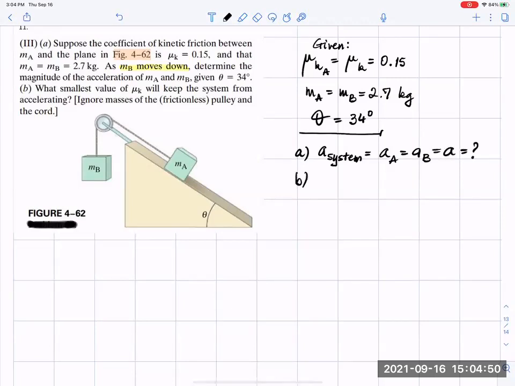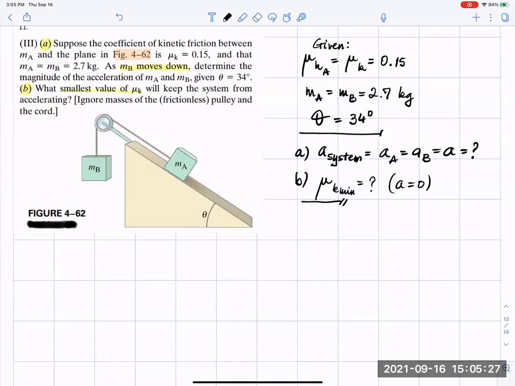And on part B, let's see what you are asked to find. So that was part A. On part B, what is the smallest value? So essentially, what is the minimum mu K that will keep the system from accelerating? Now, what does that mean? So I'm going to put here mu K min. I shouldn't even call it a mu K, right? It would be a mu static in the end, that will keep the system from accelerating. What does that mean? That means acceleration will be 0. There is no velocity, there is no acceleration, so it will not move. So that is what you need to find.